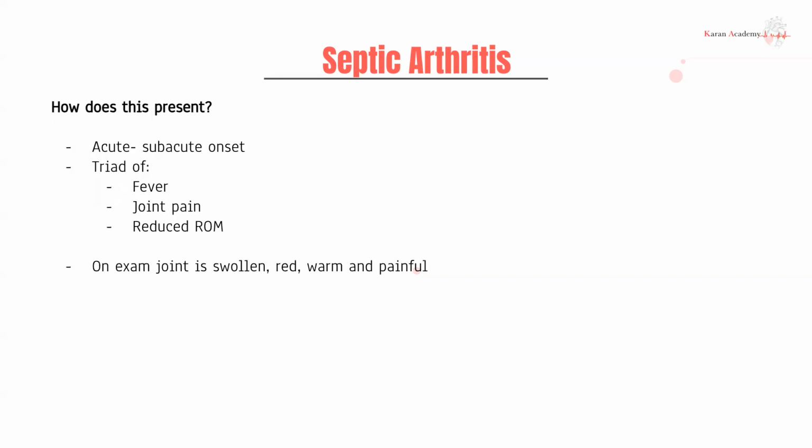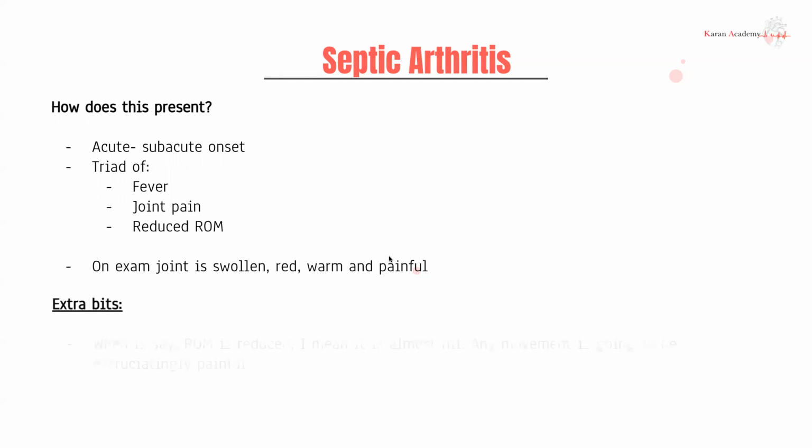How does this present? It presents quite acutely to subacutely. So we're usually talking hours to days, in some cases weeks, but that will be the subacute category. It presents with a triad of fever, joint pain, and reduced range of motion. On examination, you would notice the joint being quite swollen, tender, red, and warm. So all things that make you think infection, right?